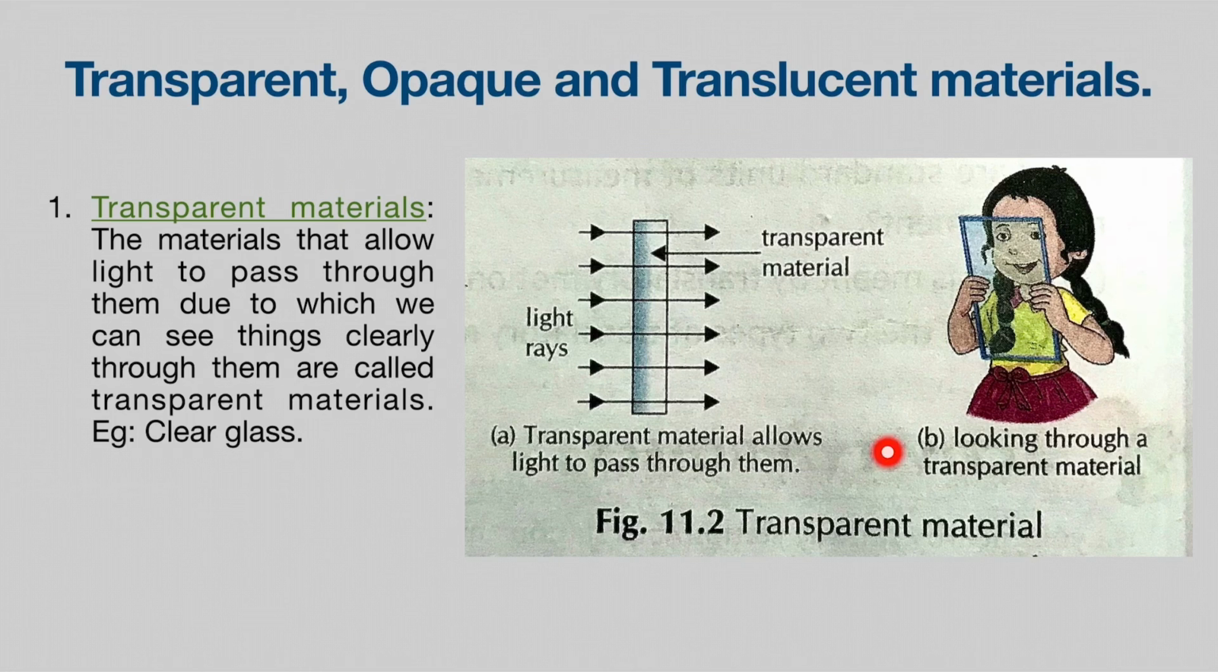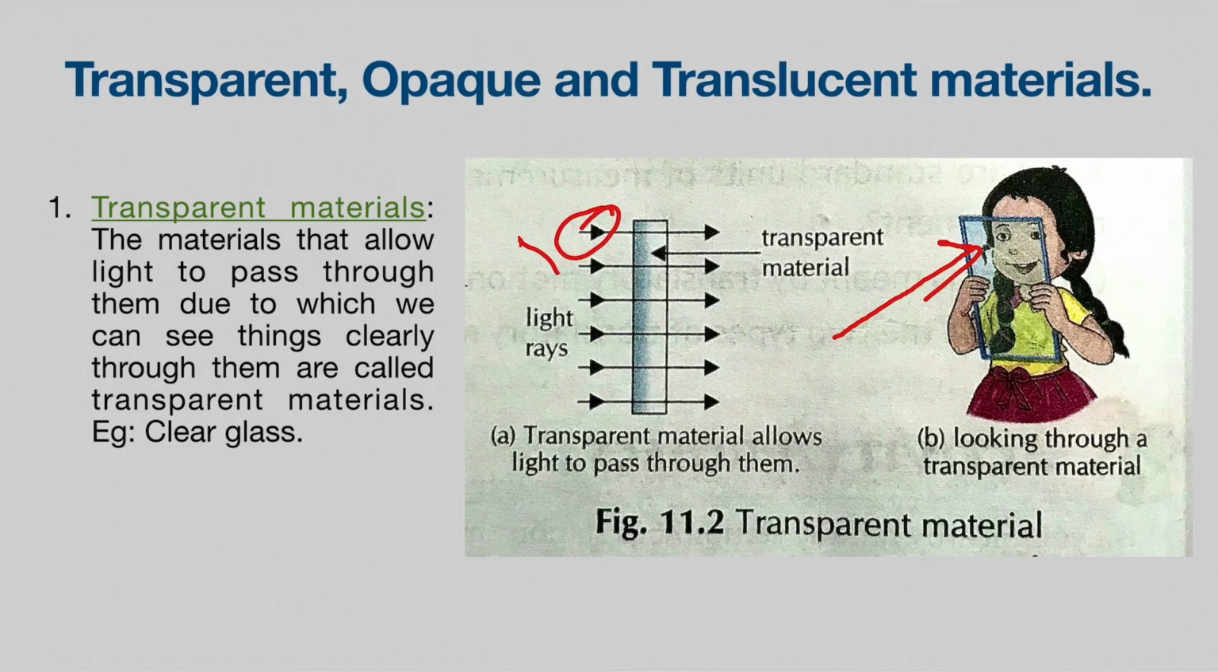If you look at this diagram, you can see that all these arrows are light rays. This is the glass or the transparent material. Now if you compare the left to the right, we can see that all these arrows are passing through this material easily, right? So that's why if you look at this girl, she is holding a transparent material, that is a glass. It is because all these rays are able to pass through this glass and reach her skin or her body. That is why we are able to see her face.